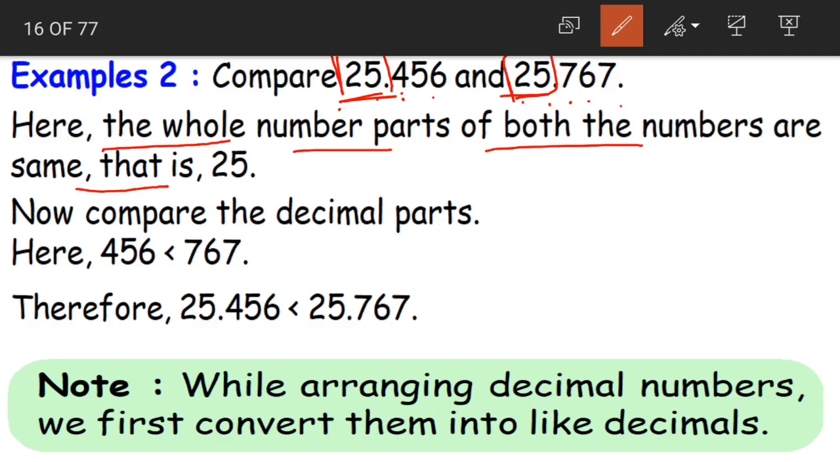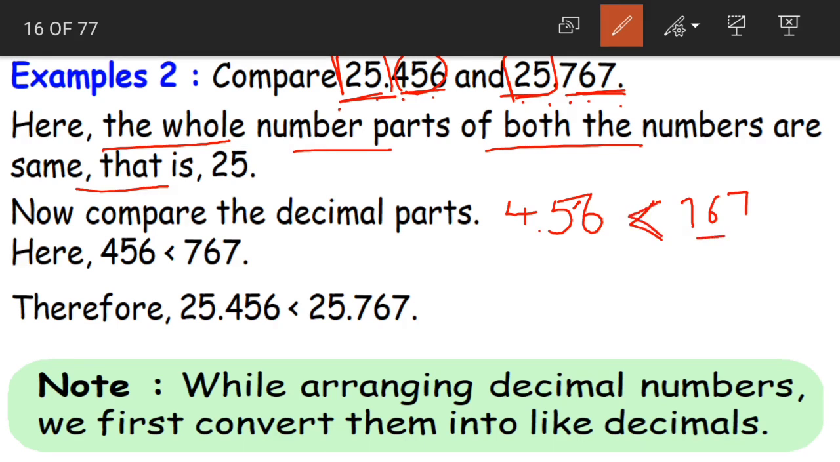So we will move on to compare the decimal parts. Whole number parts are same, so we'll move on to compare the decimal parts. What are the decimal parts here? 456 and 767. Now when we compare, which is the greater number, children?